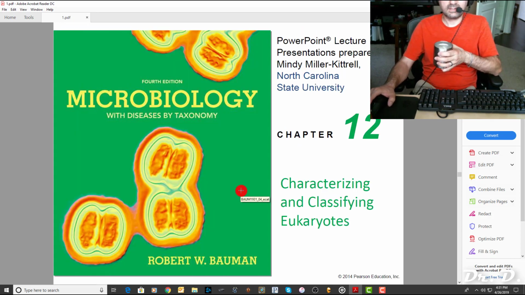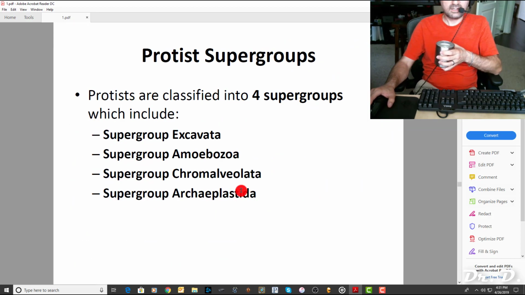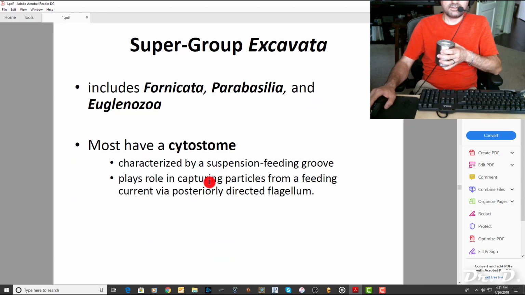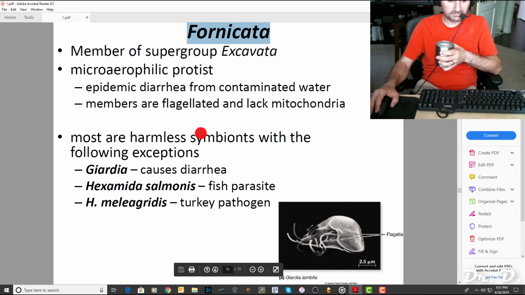Moving on, the protists. I want to know about these supergroups. Okay, what do we need to know in particular? I might ask you which supergroup is known for possessing this cytostome, this feeding tube, or feeding groove, I should say, and those are the Excavata. I want to know that Giardia causes diarrhea, and it's an example of Fornicata.